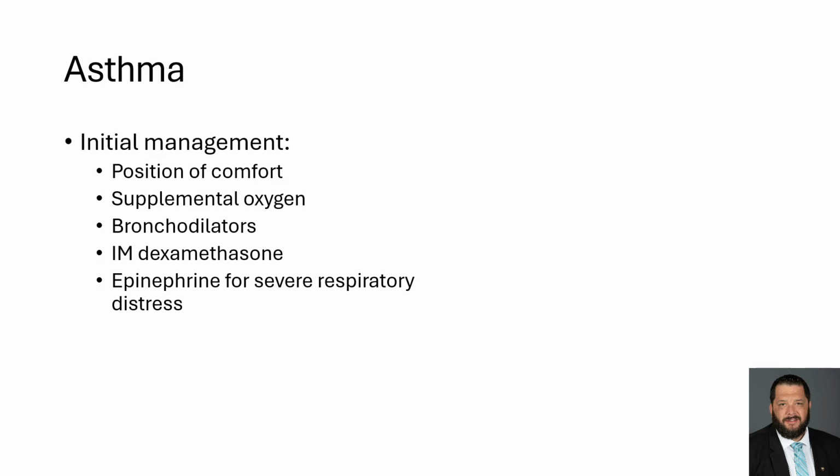Initial management for these patients: position of comfort, supplemental oxygen. All levels can administer that, right? Bronchodilators, if your certification allows. You can also consider IV dexamethasone. And you should consider mucus inhibitors as well. So for these patients, remember that you've got airway swelling, bronchial constriction, and mucus production as that triad of symptoms for this disease process. Your beta-2 agonists like albuterol will help dilate the bronchioles. Your mucokinetics like Atrovent can help reduce the mucus production.